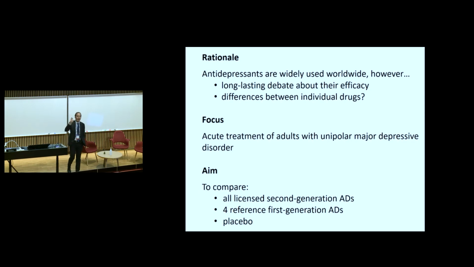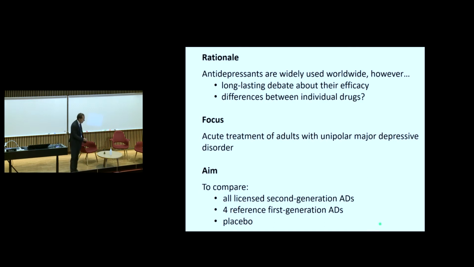We decided to look at adults because we know that children and adolescents respond differently to antidepressants. So this is why the transitivity assumption is very important here. And we look at unipolar depression, excluding bipolar or psychotic depression, because again, the treatment is different. So here we are looking at monotherapy with antidepressants for non-treatment-resistant people. And we wanted to compare, of course, all the licensed second-generation antidepressants across the world.